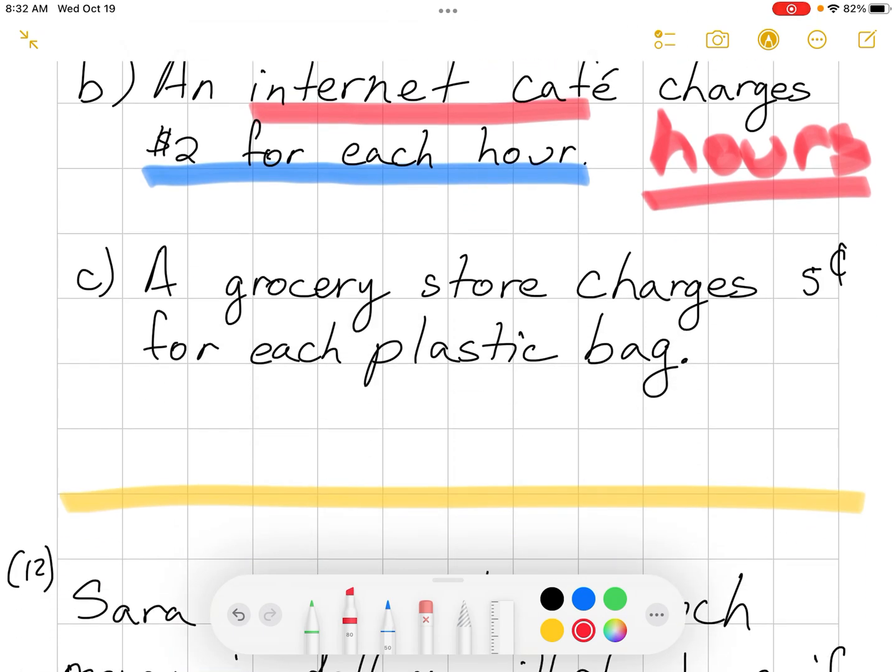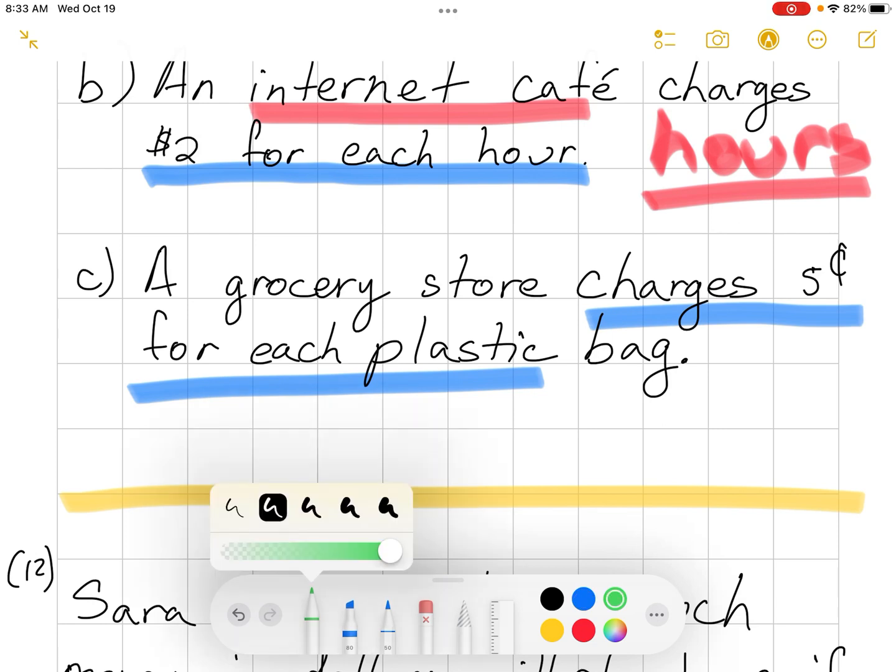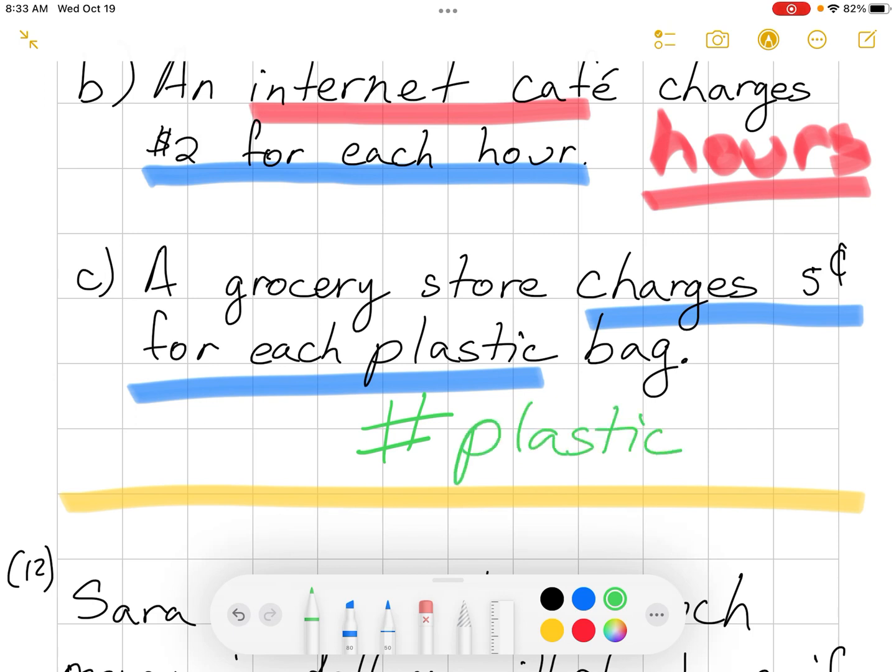If you're looking at this one, what is the variable here? So I'm just going to read this. A grocery store charges 5 cents for each plastic bag. What's changing and what's staying the same? So just pause the video and figure that out and then come back. All right, so the grocery store is charging 5 cents for each plastic bag. But every single person is going to have a different amount of groceries, right? So what is changing is the number of plastic bags we need.